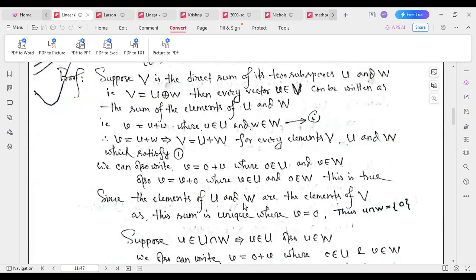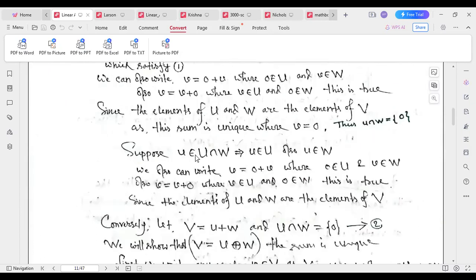Since the elements of U and W are elements of V, and the sum is unique, where v equals 0, thus U intersection W is the zero set. Suppose v belongs to U intersection W, which implies v belongs to U and also v belongs to W.